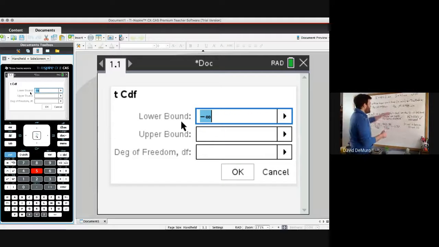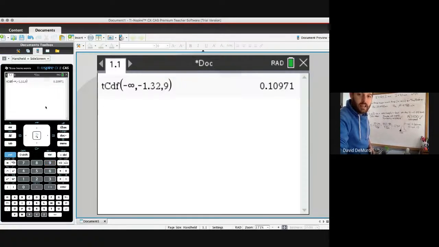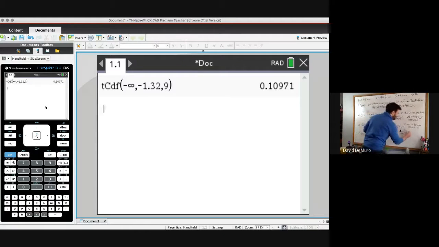Now our p-value, because our alternate hypothesis is that mu is less than, our p-value is going to be on the left side of that distribution. So our lower bound is negative infinity. It's going to stop at our upper bound at negative 1.32. So we'll type in here negative 1.32. Our degrees of freedom, since our sample was 10, degrees of freedom will be 9. And hit OK. And 0.110, if we round that.